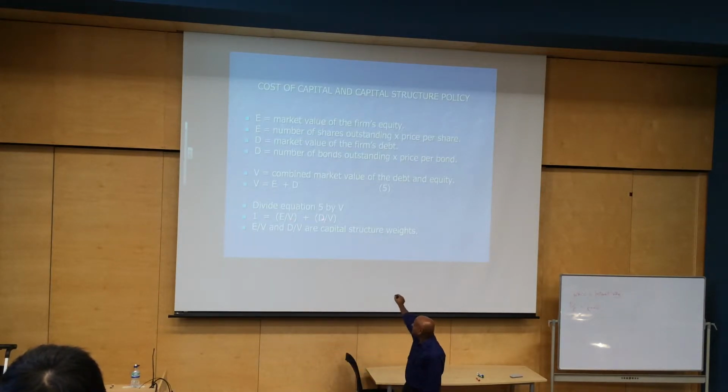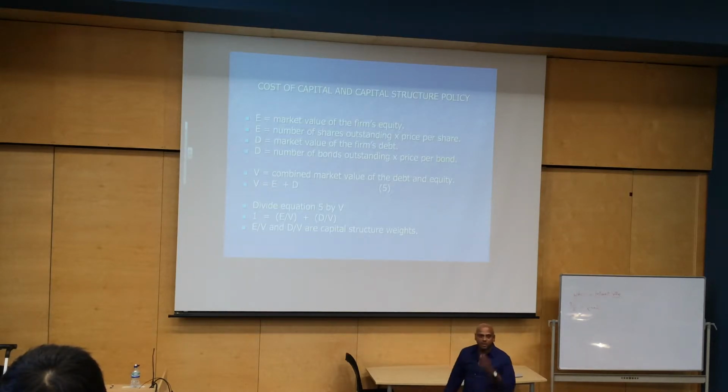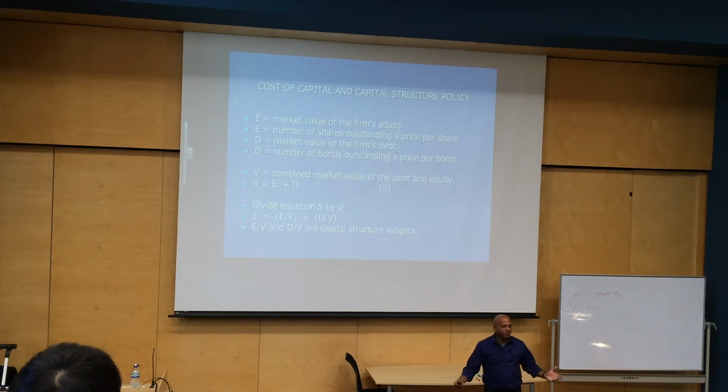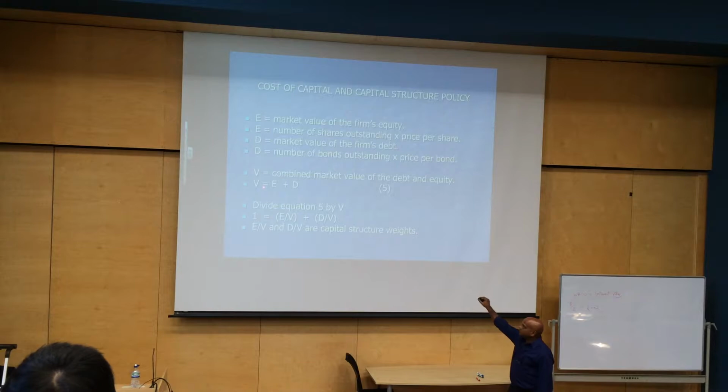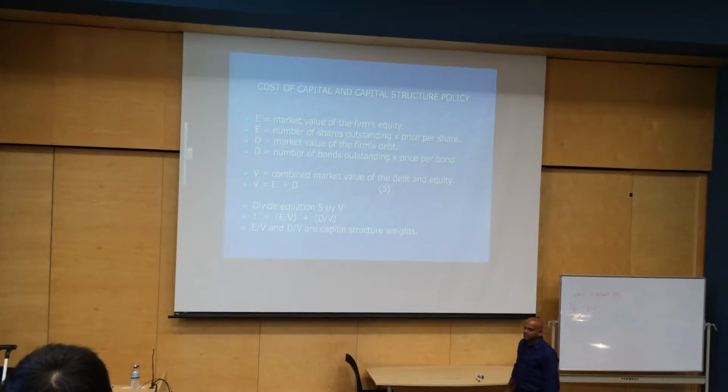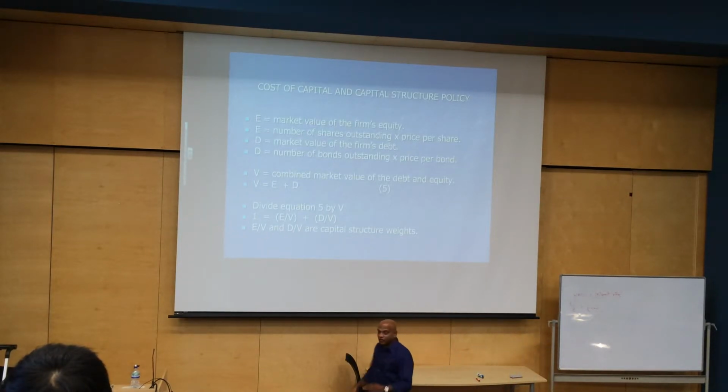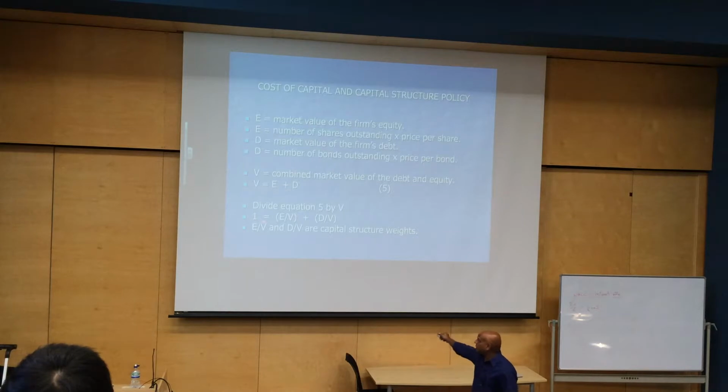What does this equation mean? Equal to 1 means what? 100%. You divide this by V, you get this equation. Here, this ratio and this ratio are the capital structure weights. Put together, they have to be 1. So E over V and D over V cannot be more than 1. Put together, they equal 1. One of them can be equal to 1, that means the other one is 0.